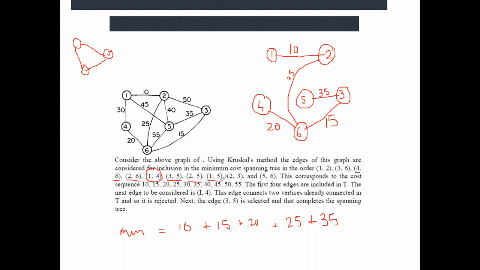Okay, next Jyoti, 1-5. If I add 1-5, ma'am, the weight is 45. Yes, 1 to 5 is 45. Is it creating any cycle?